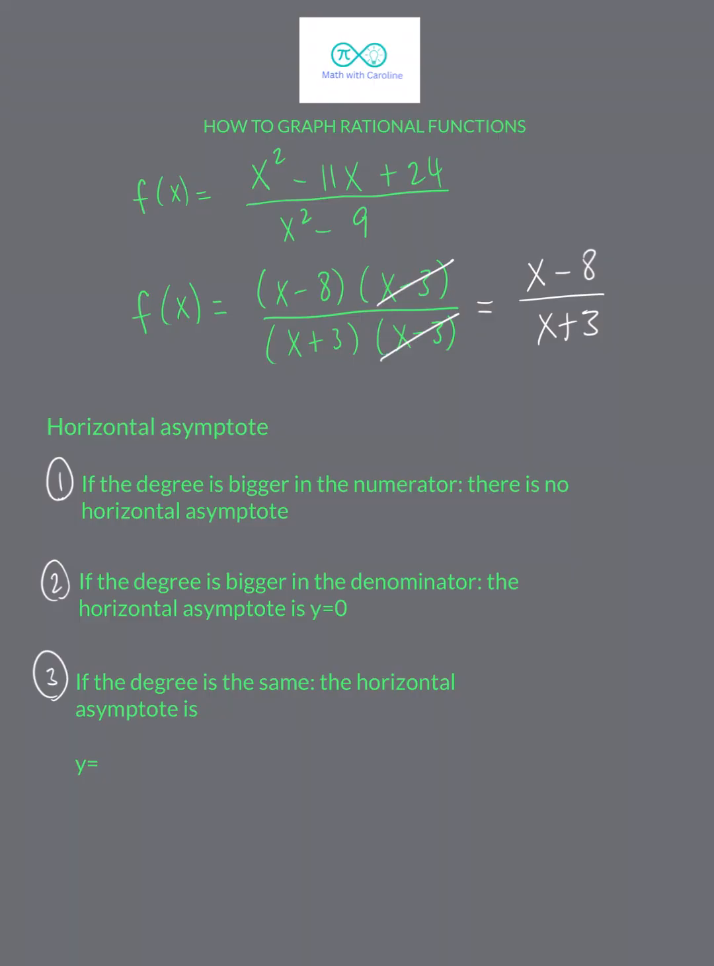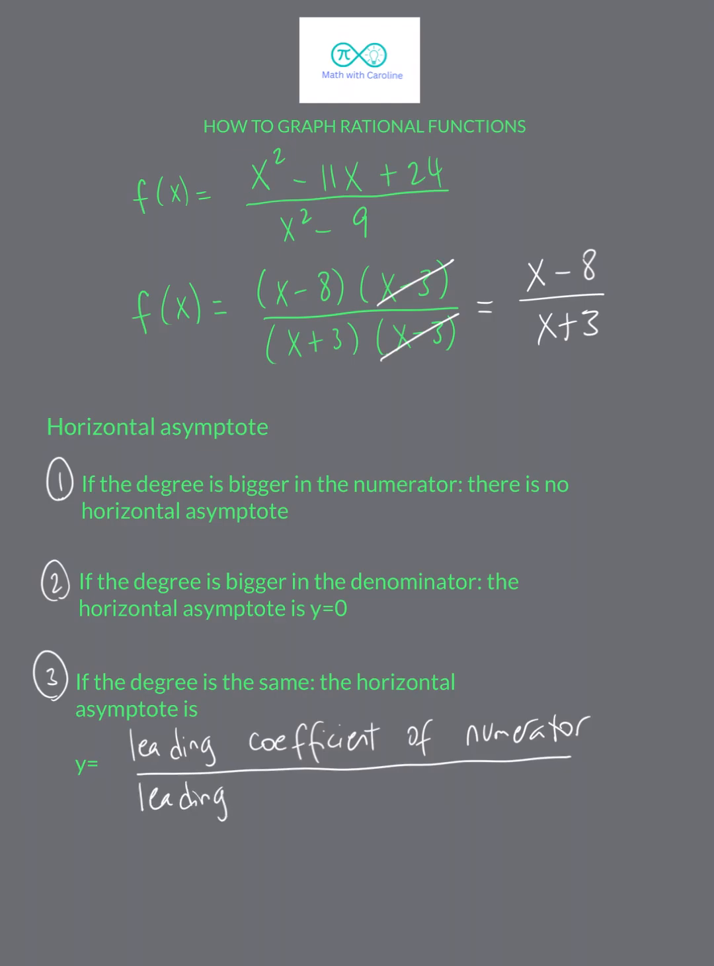Here are your 3 rules. If the degree is bigger in the numerator, there's no horizontal asymptote. If the degree is bigger in the denominator, the horizontal asymptote is y equals 0. And if the degree is the same in the numerator and denominator, then your horizontal asymptote has this equation: y equals the leading coefficient of the numerator divided by the leading coefficient of the denominator.